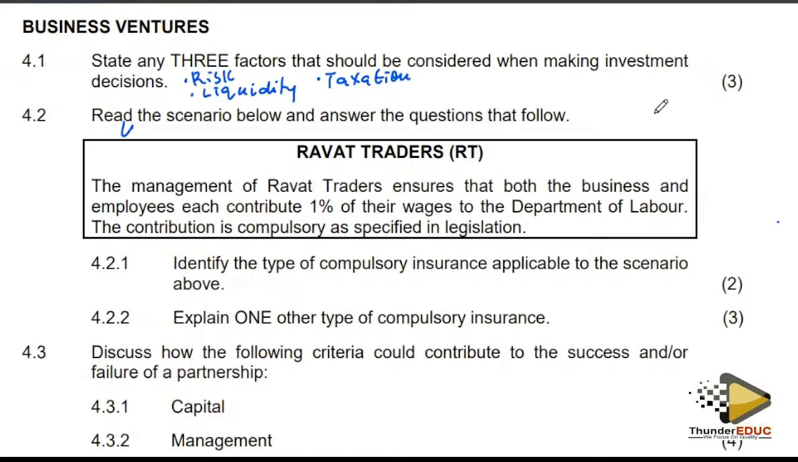4.2 is as follows: Rather Traders, RT, the management of RT ensures that both the business and employees contribute 1% of their wages to the Department of Labor. Contribution is compulsory as specified in legislation. 4.2.1 Identify the type of compulsory insurance applicable to the scenario above. So here we have what? Road Accident Fund.